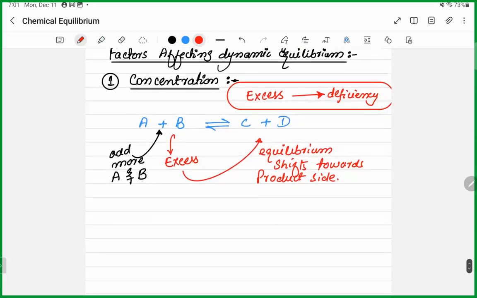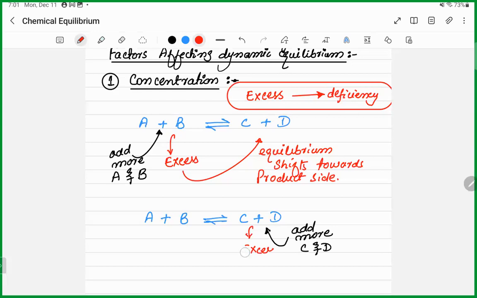ठीक है बेटा? Now in a similar way, you have the same reaction, A plus B forming C plus D. And you added more C and D. So अब equilibrium किस तरफ shift होगा? Yes, you have excess on the product side and you have a deficiency on the reactant side. ठीक है? So the equilibrium will shift towards the reactant side.